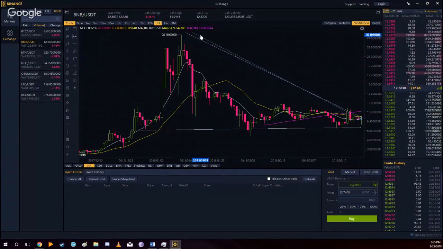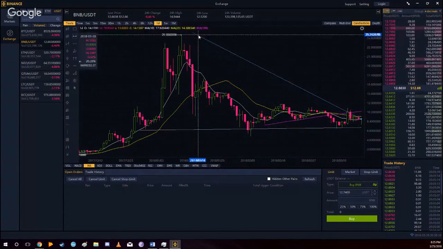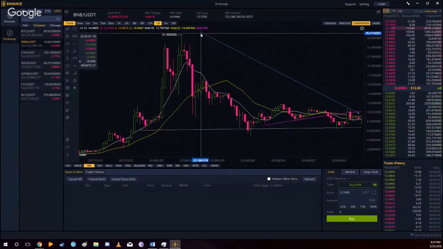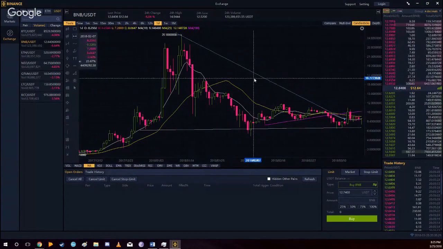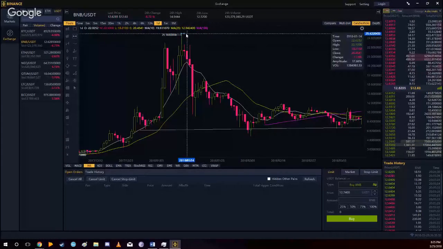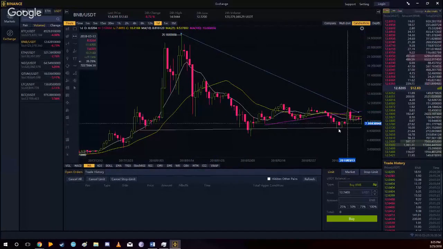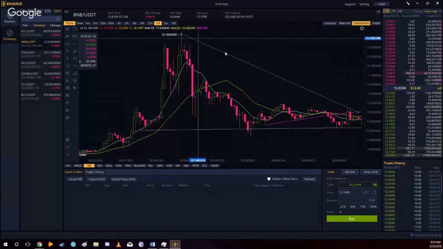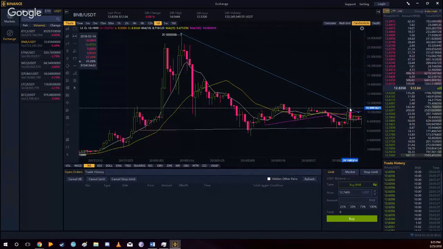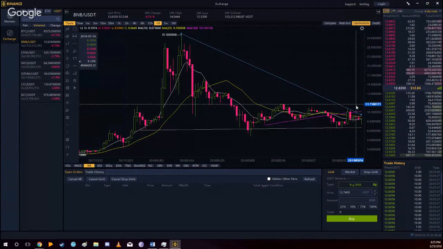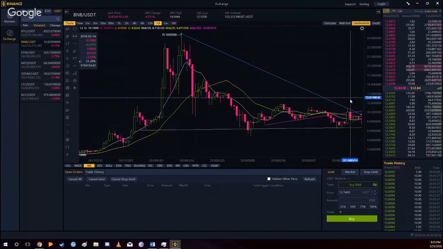I swear Binance is a pain when it comes to drawing lines. God damn it. See, I began at the high point, and then it hits here again. And this is the long time resistance. So if it breaks here, it might go even higher, you know.